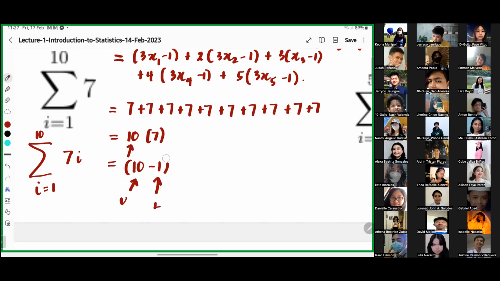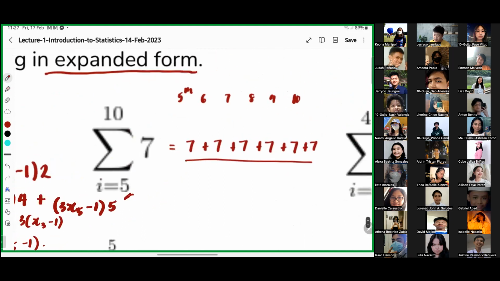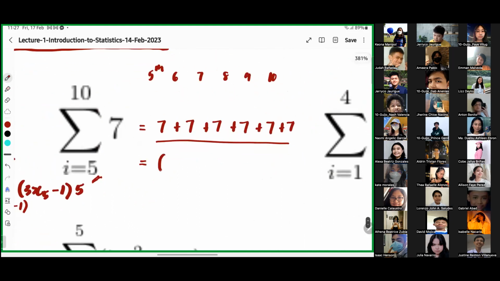And then, we still need to add 1 times 7. Para maging 10 minus 1 plus 1. That's 10. And then, times 7. Dito naman, ganun din. So, equal yan sa upper limit minus lower limit. Do not forget to add 1. Parang yun yung pinaka-correction natin, no? Add 1 and then we multiply by the constant 7.